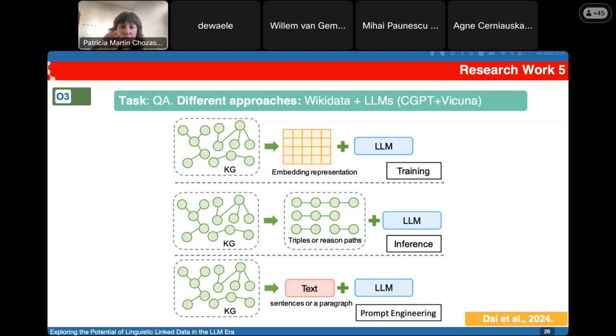And I wanted to show this work because they test different approaches. So they try to inject the knowledge in three different stages: in the training of the LLM, during the inference, and as prompts. And the conclusions are quite encouraging, because it seems that LLMs understand structured knowledge better than initially thought.